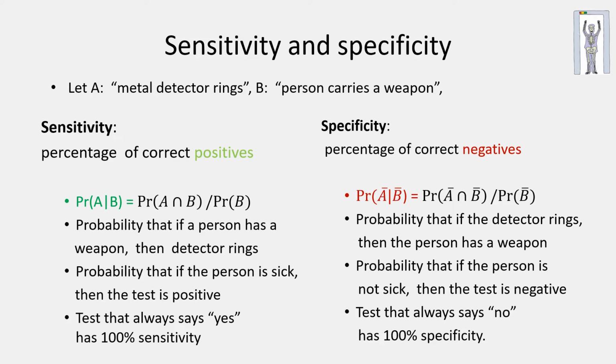But it's going to be about as useful as the test that always says yes and has a beautiful 100% sensitivity. So one important thing here is that sensitivity and specificity are not negations of each other, just like implication and its converse are not negations of each other. You could have very high sensitivity and very low specificity. You could have very high specificity and very low sensitivity.